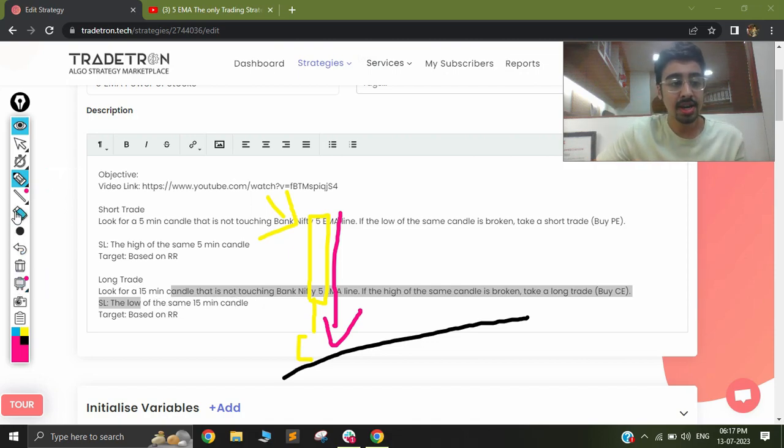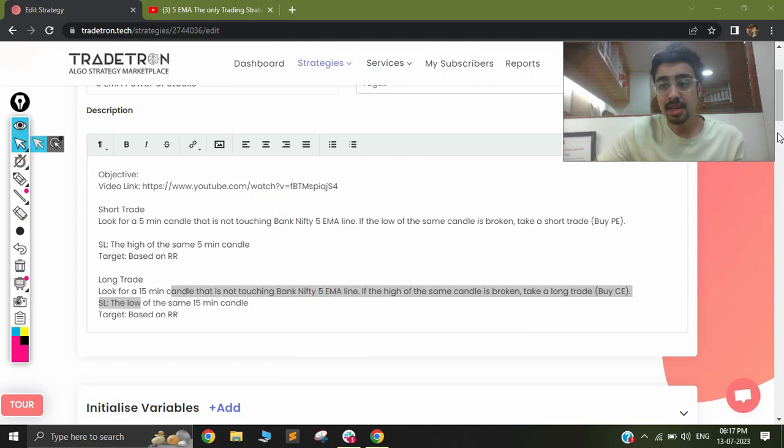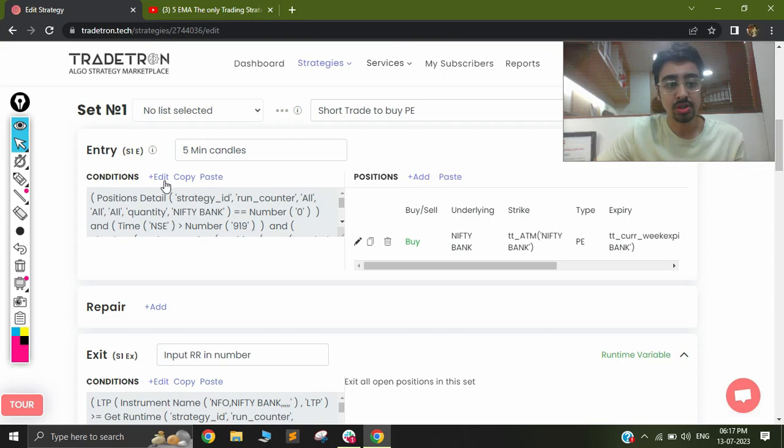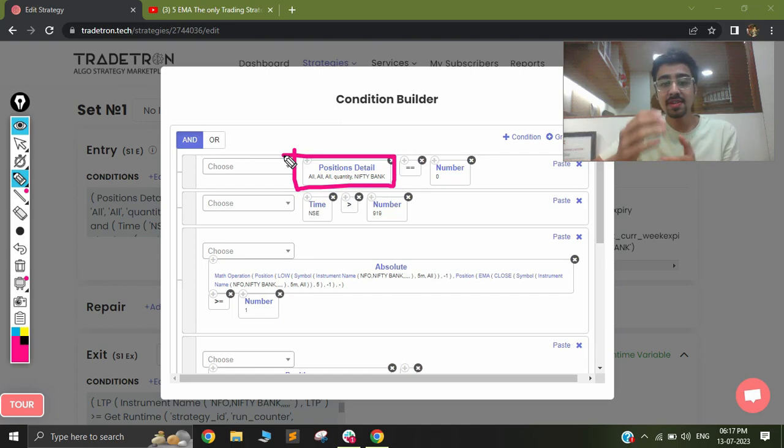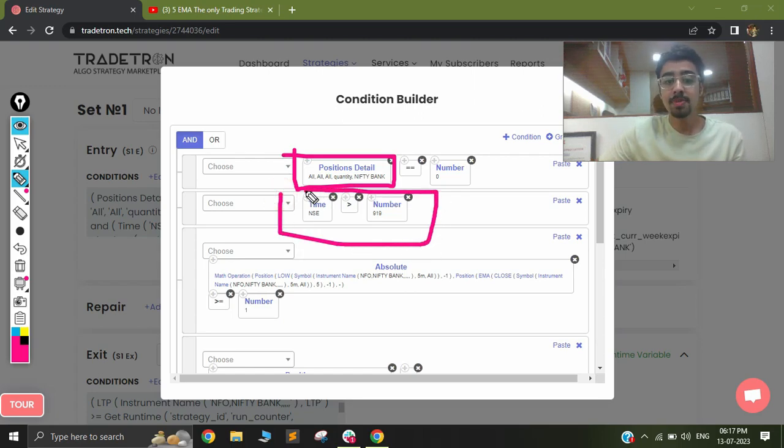With that understood, let me first walk you through the entire strategy that we are planning to build. Out here, I will first show you my entry conditions. In my entry conditions, I mainly have a position detail, which makes sure that you take an entry only when there is no other open position, so that you have only one trade open at a time. After that, we are looking at a time criteria. My time conditions make sure that my first entry happens only after the first 5-minute candle is formed. I don't want to take a trade based on yesterday's candle.